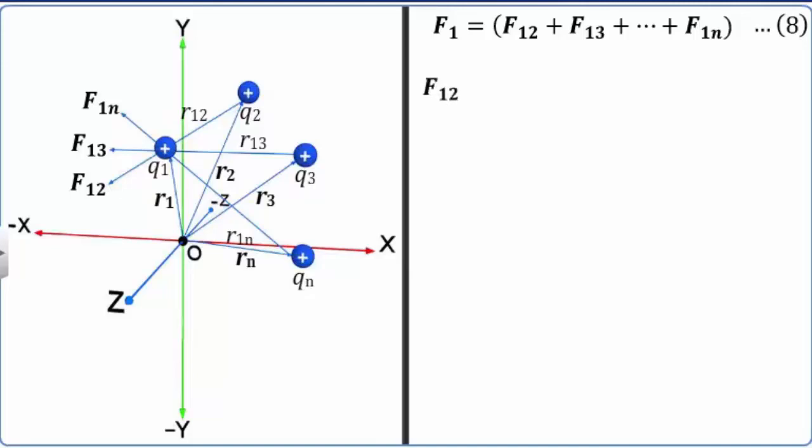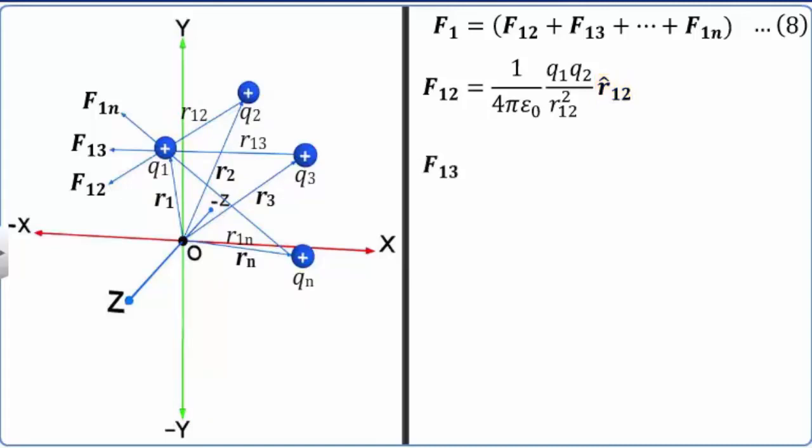F12 is the force on the charge Q1 due to Q2 and is equal to 1 by 4 pi epsilon naught into Q1 Q2 by R12 square into R12 cap. R12 is the distance between Q1 and Q2 and R12 cap is the unit vector in the direction of the force F12.